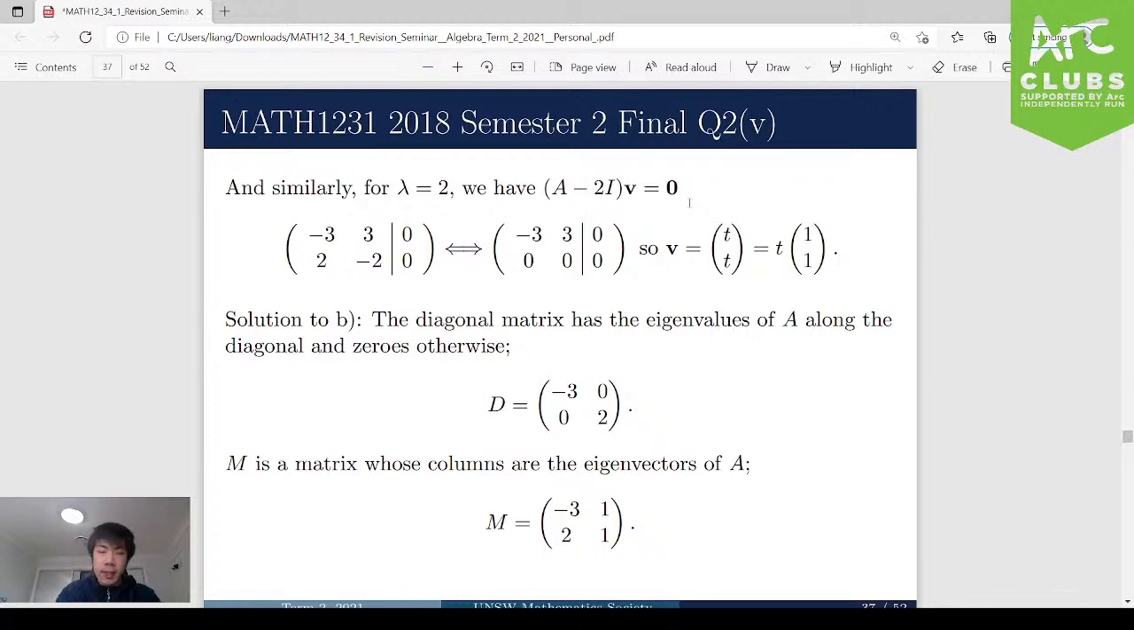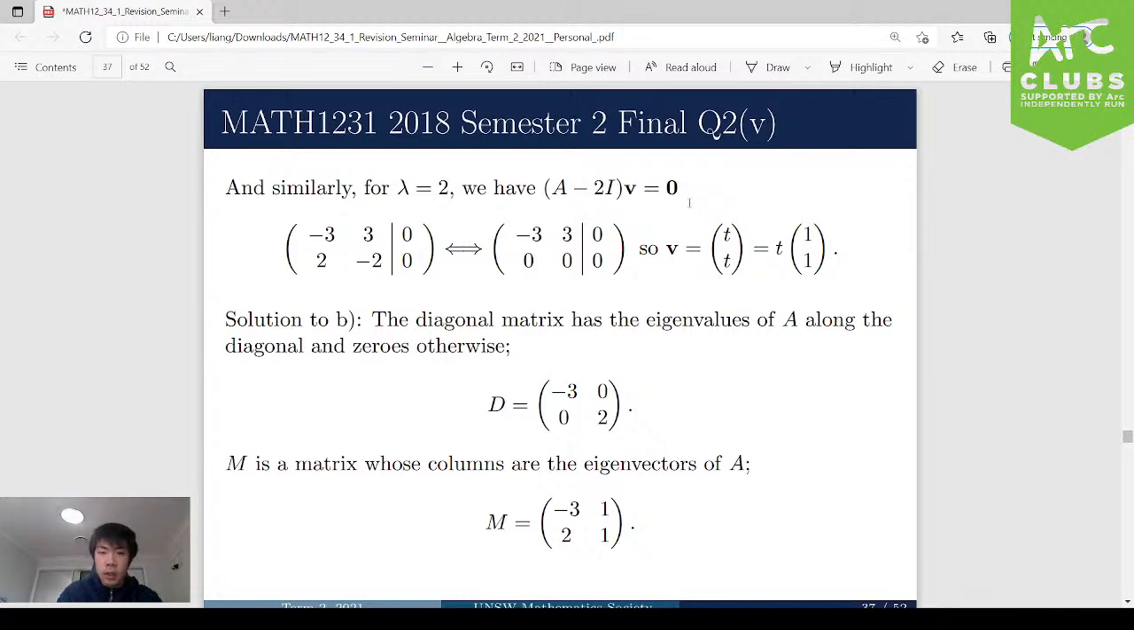So that's how we find eigenvectors and eigenvalues. First, you find eigenvalues by calculating the determinant of A minus lambda I, and then solving your polynomial for lambda. And then you look at your kernel for each particular eigenvalue to find your eigenvectors.